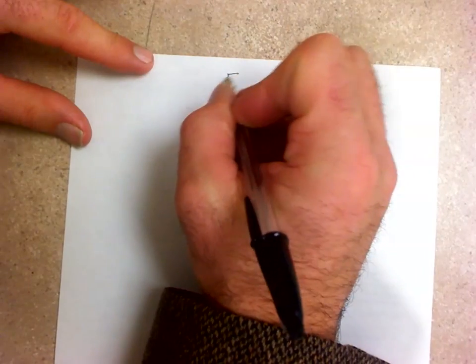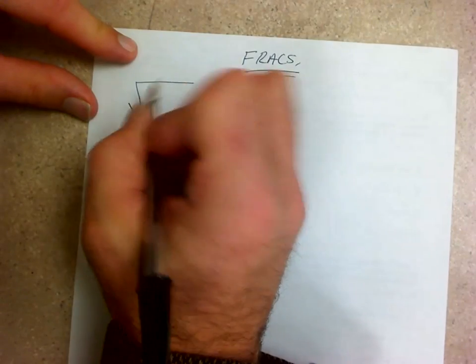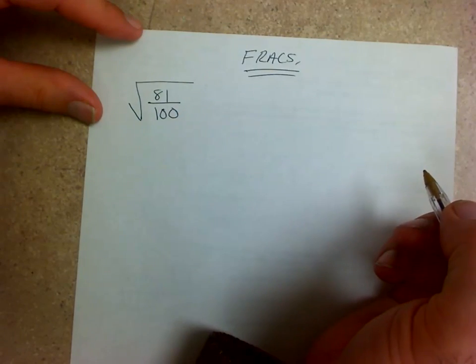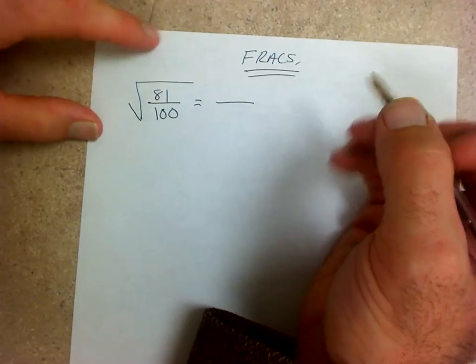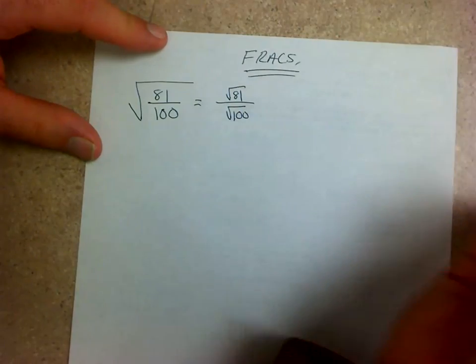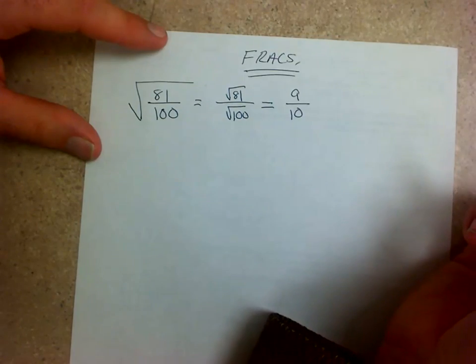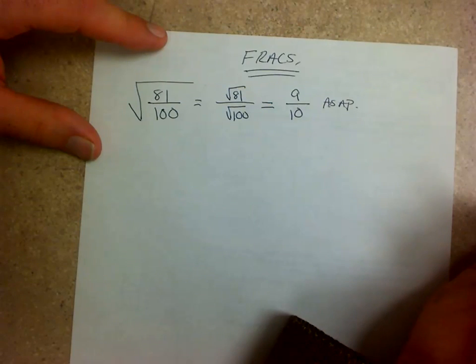Now the second half of your homework assignment, we're going to get into the fraction side of this, because we've been seeing a lot of fractions. The big question is, can we take the square root of a fraction? The answer to that is yes. We proved in class that the square root of 81 over 100 is exactly the same thing as the square root of 81 over the square root of 100, which equals 9 over 10.